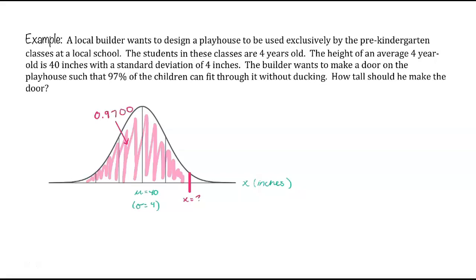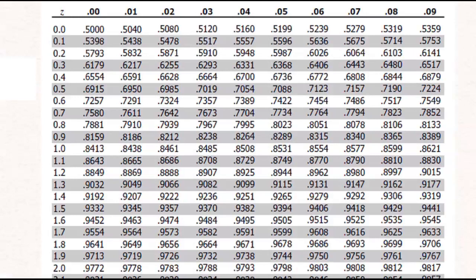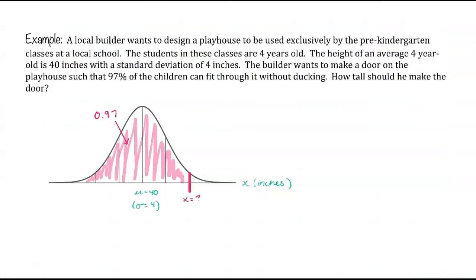Let's take a look at our Z-table. This time we want to look in the body of the Z-table and look for an area that's as close to 0.97 as possible. Scanning the table, the closest thing we find is 0.9699, which corresponds to a Z-score of 1.88. Let's take this information back to our example. We found that this left area corresponds to a Z value of 1.88. That's not our X value. Z-scores are calculated by finding X minus mu divided by sigma. This time, we need to find X.